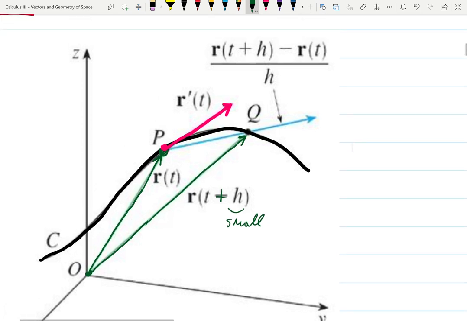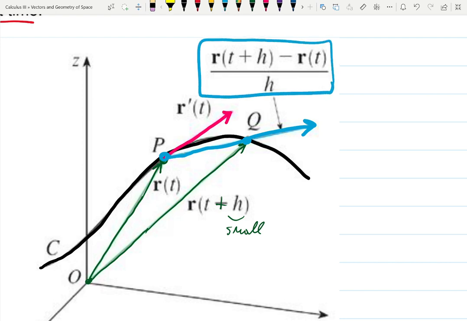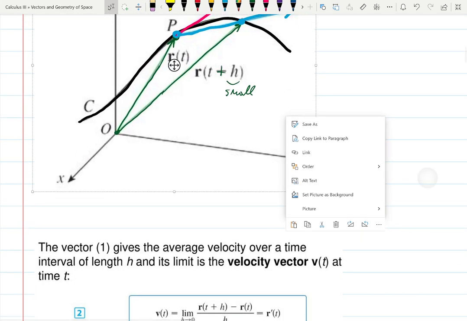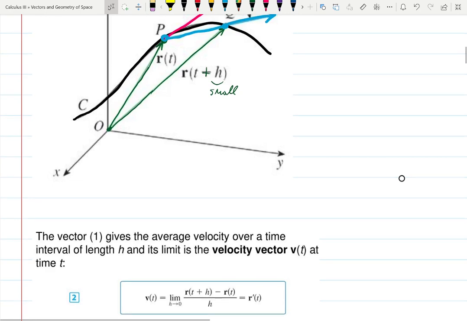So this is the secant line in calculus 1. In calculus 3, the secant line, secant meaning cutting through, cuts through and gives you the average rate of change, if you remember it from calculus 1 class. And this is how we start defining vector displacement. So that's the idea. Now, this is how to make it perfect, how to create a velocity vector.